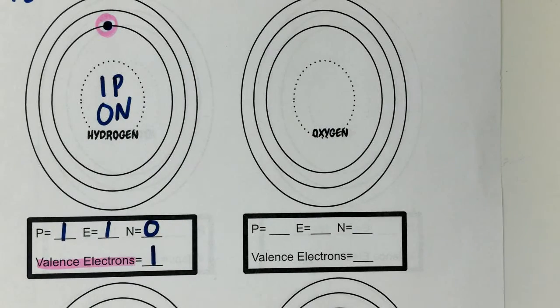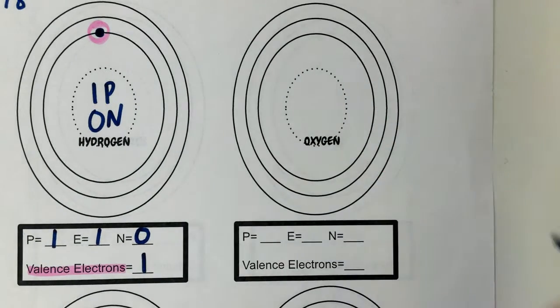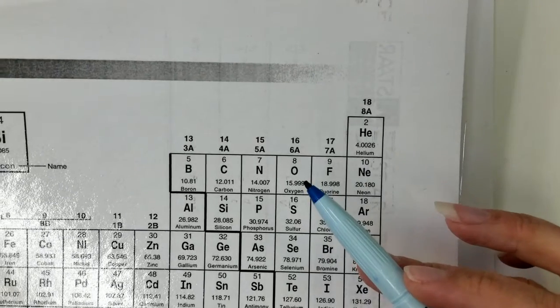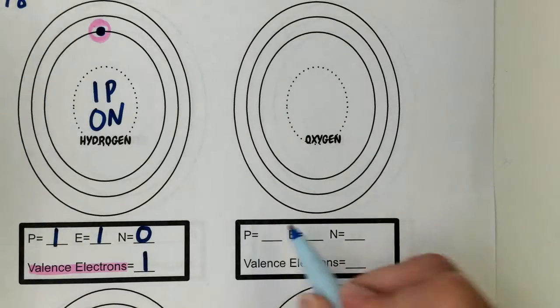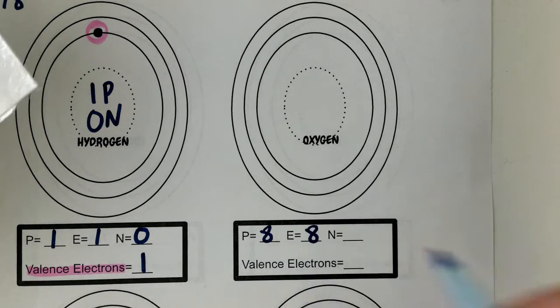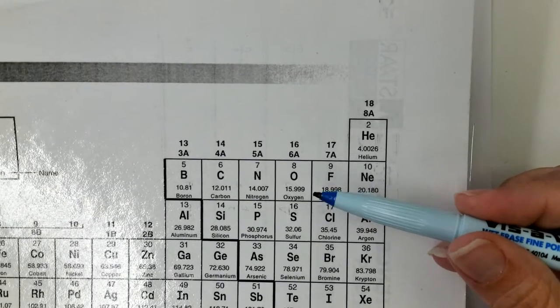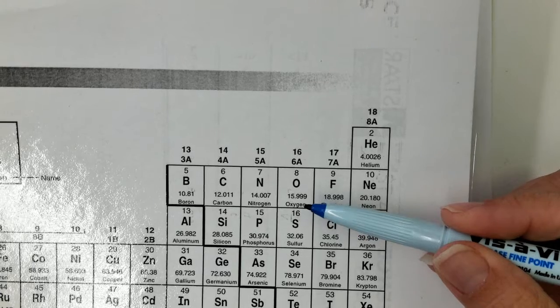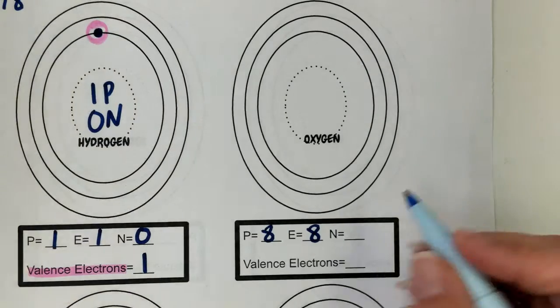Moving over to oxygen. Oxygen on the periodic table has the atomic number of 8. So that means it has 8 protons. And since they're neutral, it also has 8 electrons. And for neutrons, you're going to take the atomic mass and round it. 15.999 rounds to 16. So 16 minus 8 would give you 8.